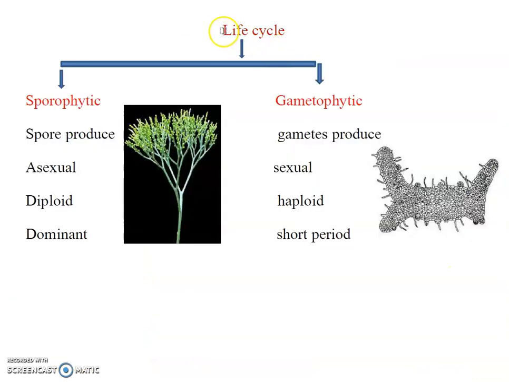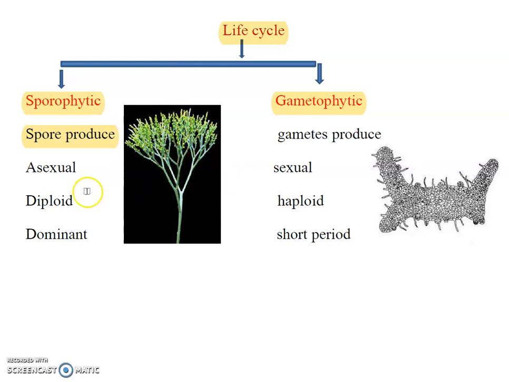Then the life cycle of Psilotum. The life cycle is divided into two stages, the sporophytic stage and the gametophytic stage. In the sporophytic stage, spores are formed. The main highlight of this stage is spore production. So this part is called the sporophyte.